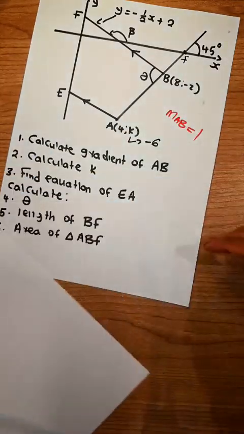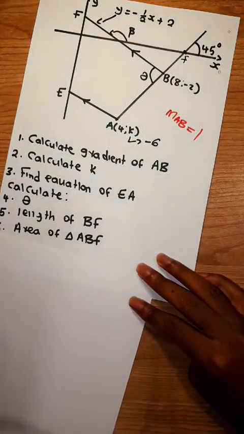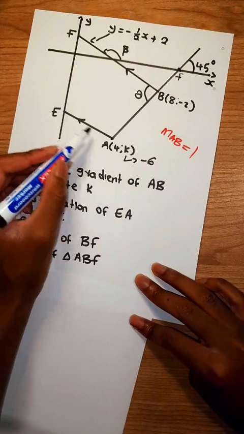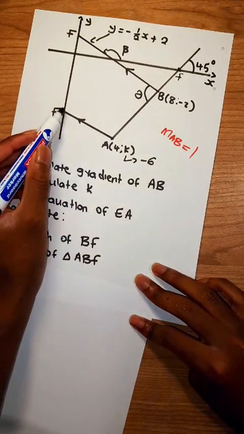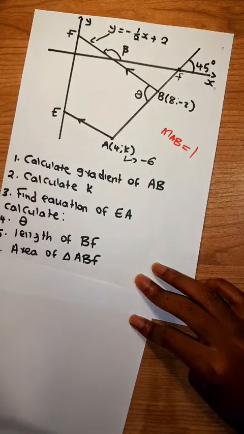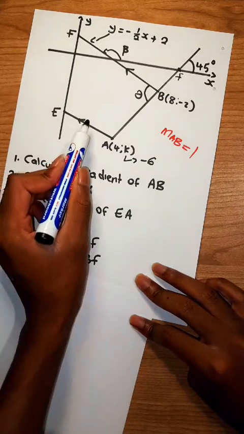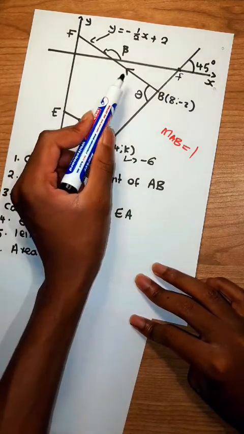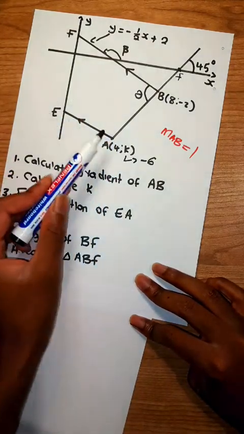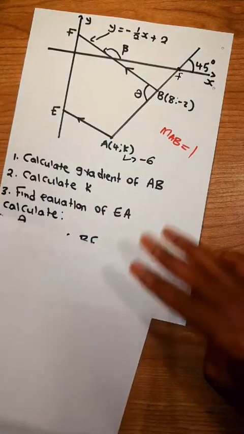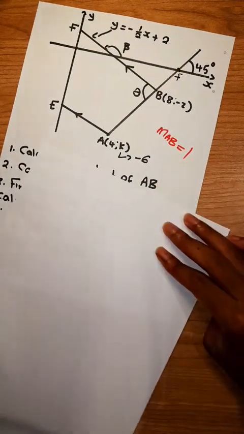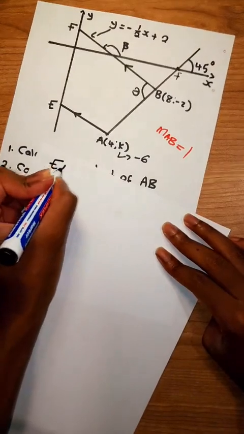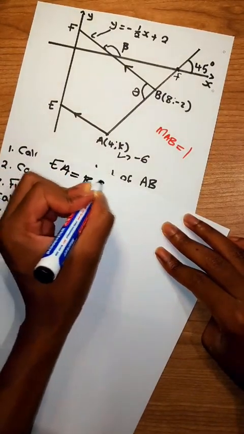We need to find the equation of EA. What's happening with EA? Well, this is my EA. I do not know this point, and to find the equation, I need the gradient. But what did I see in EA? I saw this arrow, and it's also again on this arrow. So it means that EA is actually parallel to BF, right? So let's just say EA is actually parallel to BF.